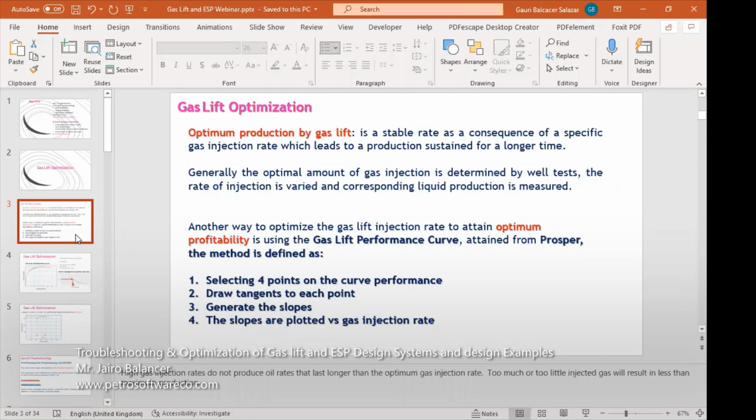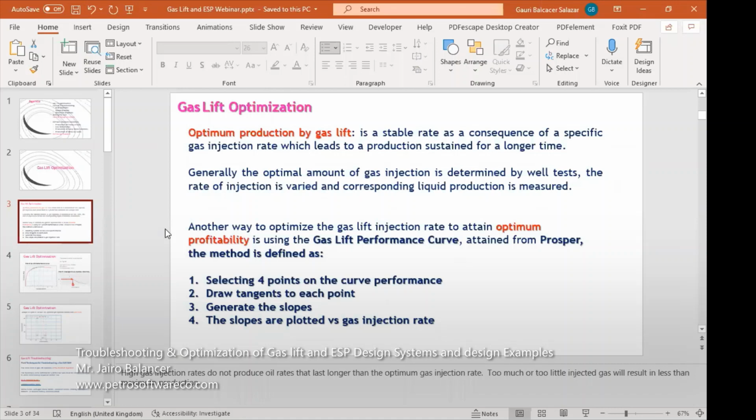One of the facts is that the optimum amount of gas normally we have to define by well test. So regardless of the volume that we have, it's better to go with a well test and define the optimum conditions. We will see that. Another way of optimizing the gas lift injection is to attain what is called the optimum profitability.